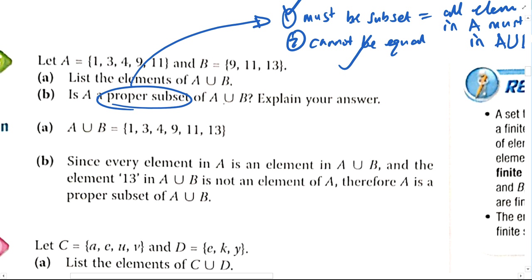Is it a proper subset? Answer is yes. Then explain your answer. Since every element in A is an element in A union B, that is the first condition, and they are not equal. How do we prove that they are not equal? We just find one element that is not found in the other one, so they are no longer equal. Therefore, it is a proper subset. Easy?